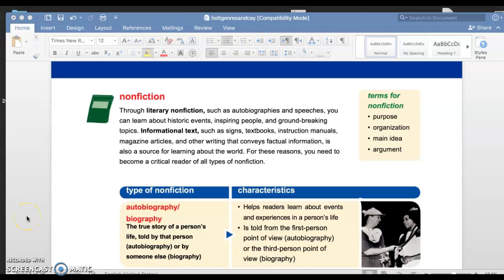Along with stories, we have nonfiction. Nonfiction is something that we need to learn and be familiar with throughout our time here at WAMS also. If we're going to preview and be an active reader, as we always do, we're going to look at our headings. So nonfiction, we're going to look at our terms for nonfiction, our purpose, organization, main idea, and argument.